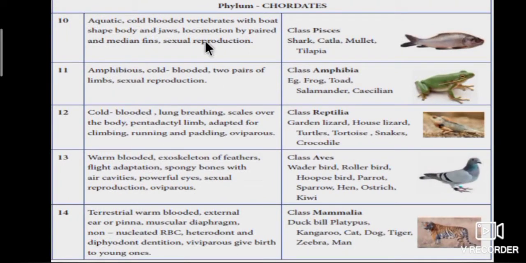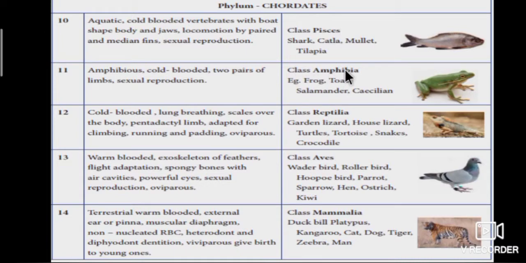In last class, we have discussed about the phylum Chordata. It belongs to the kingdom Animalia, includes all the vertebrates. First class is Pisces. It is aquatic, cold-blooded vertebrates with boat-shaped body and jaws. Locomotion by paired and median fins. It involves sexual reproduction. Shark, catla, mullet are the examples for Pisces.